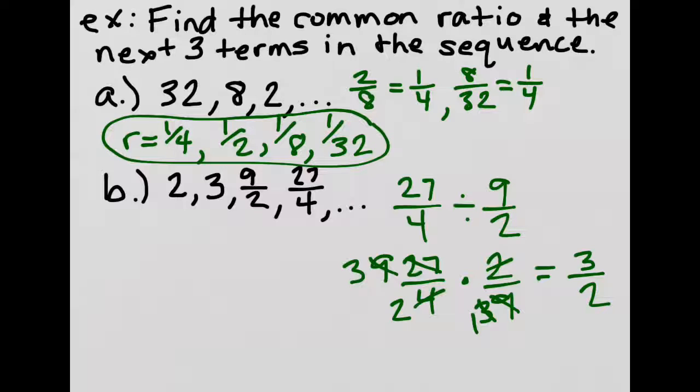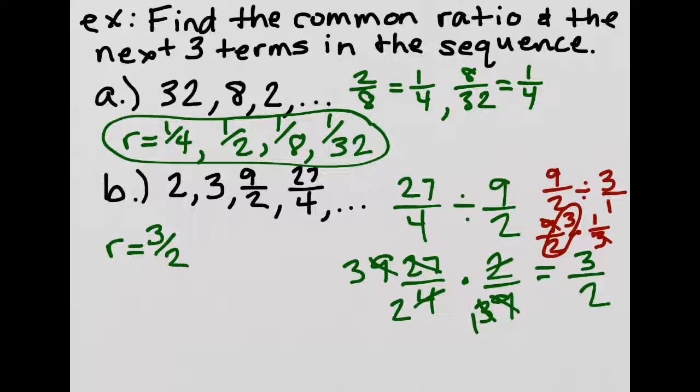So let's double check that and make sure that's correct. Let's do 9/2 divided by 3. 3 is really over 1, so we'll have 9/2 times 1/3. And that will cancel with that to make that 3, so we also get 3/2. Alright, so our common ratio is 3/2.